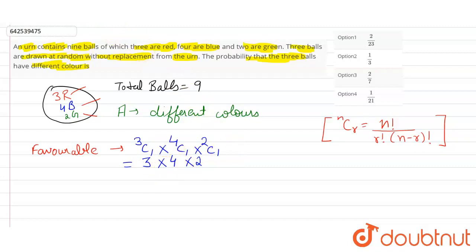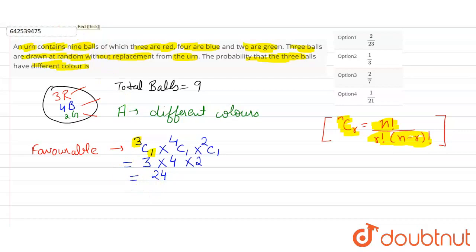This we can find with this simple formula, that is nCr is equal to n factorial upon r factorial into n minus r factorial. In this, n is 3 and r is 1. So our favorable outcomes will become 24.